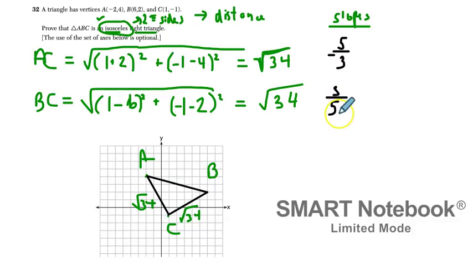So I can see that these are negative reciprocals. Yay. That means that they're perpendicular. And since they're perpendicular, that means they make a right angle, and ABC is a right triangle.